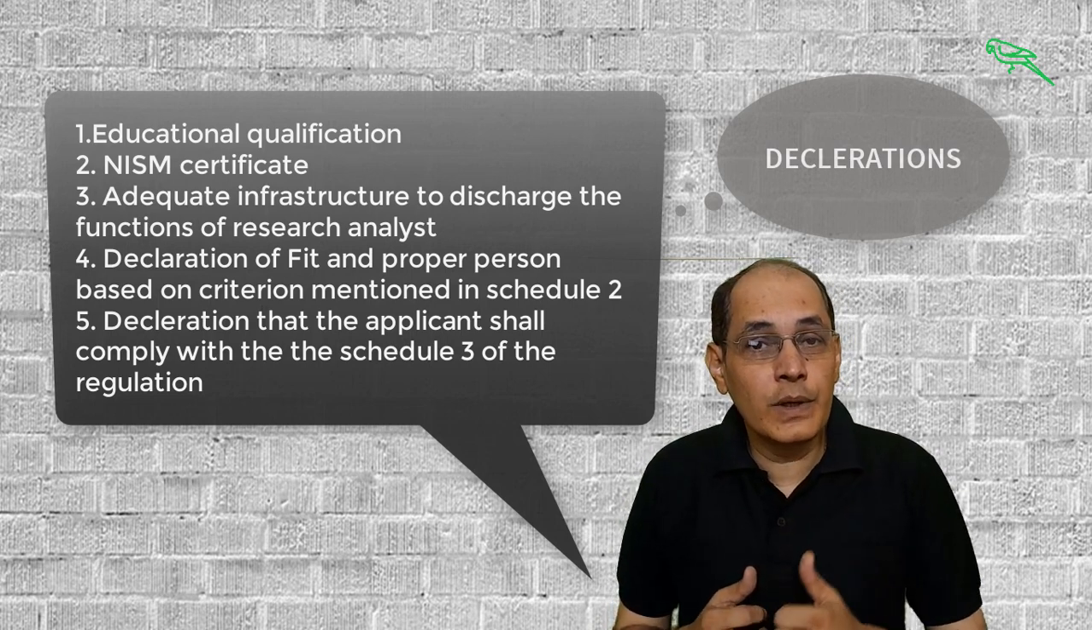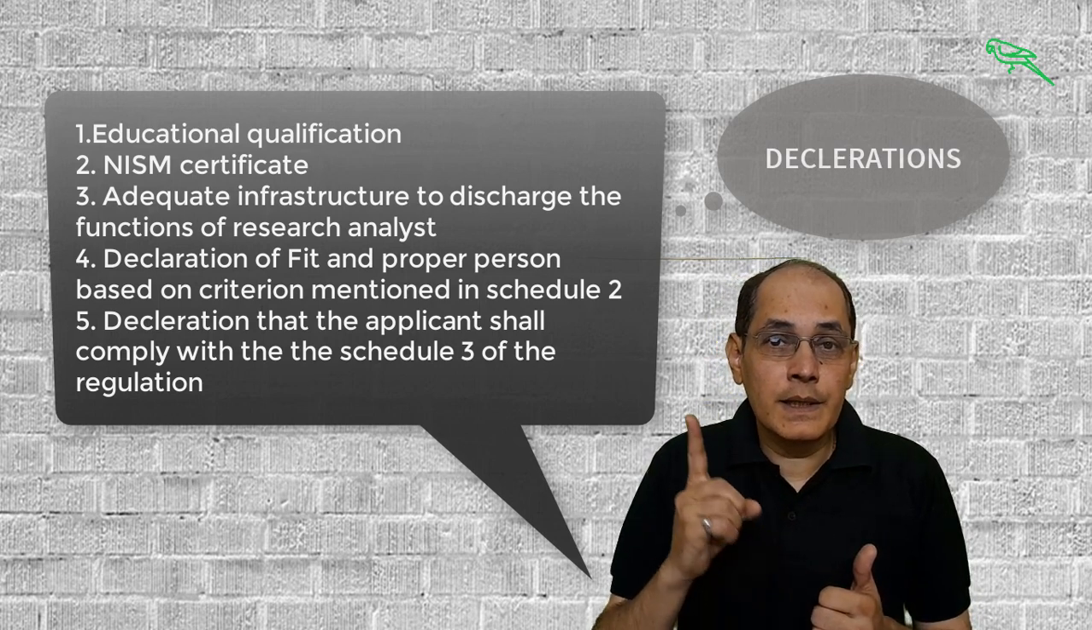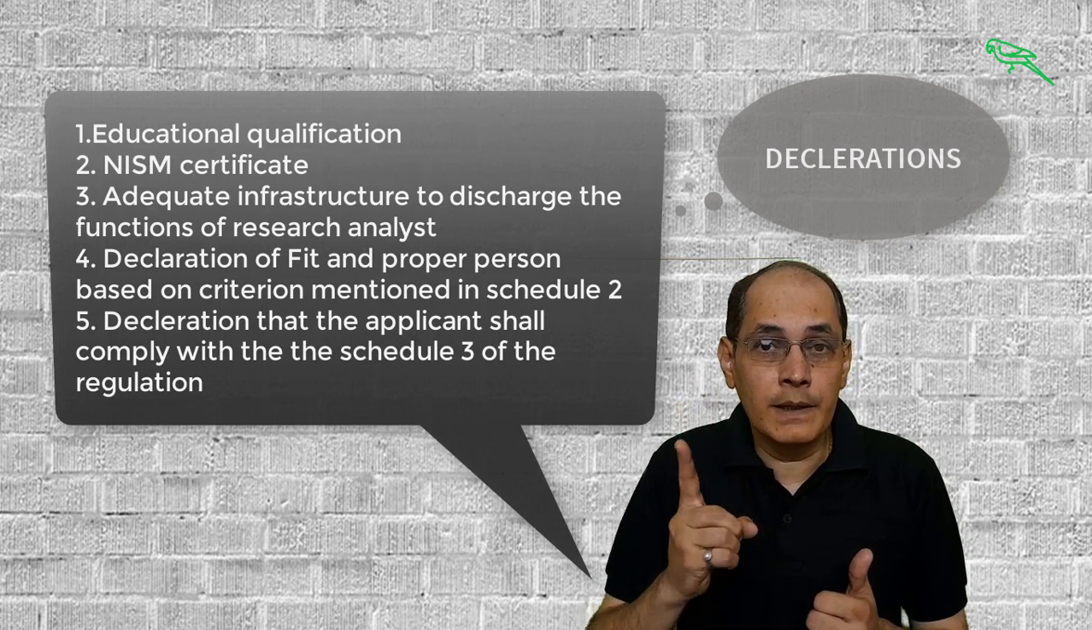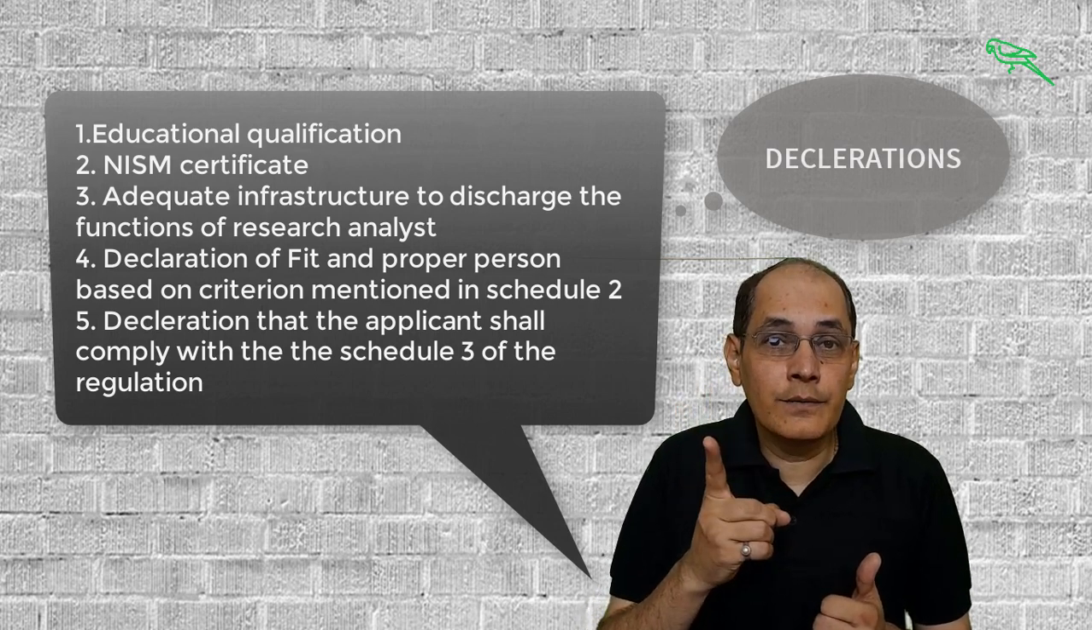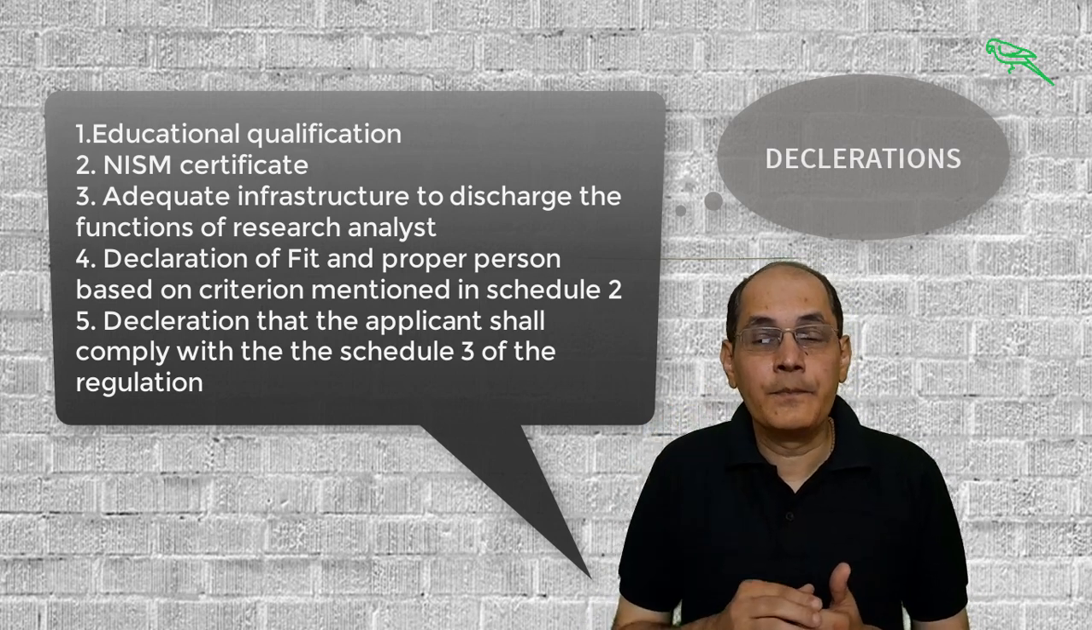First is with respect to educational qualification. The SEBI Research Analyst regulation number 7 subregulation 1 mentions the educational qualification. You must make a declaration that you comply with that.